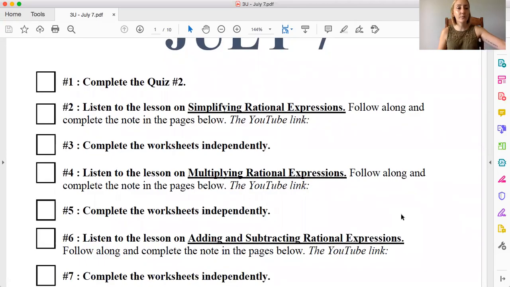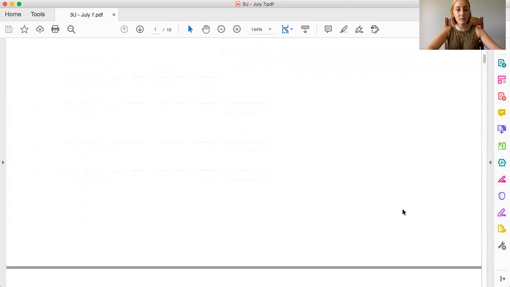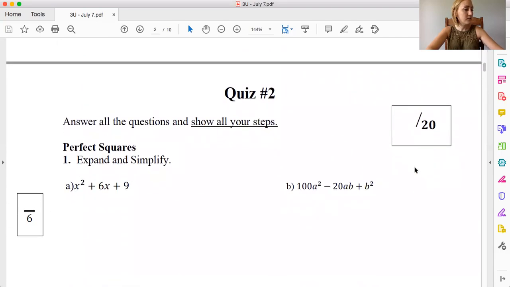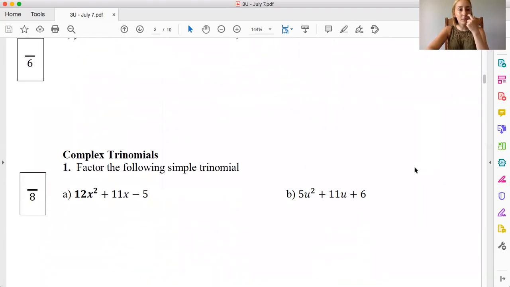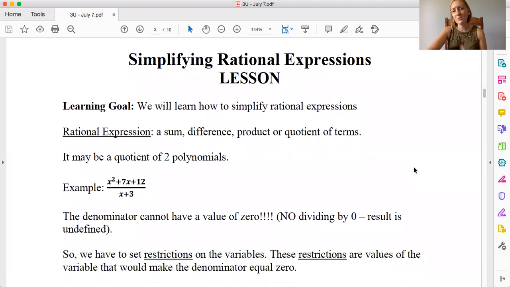So I'm going to pull up your work right here. Your first task is to do quiz number 2, and you're still going to have 3 videos for the lessons here. So your second quiz, and then we're going to look at simplifying rational expressions. When you hear the word rational, that doesn't mean like up in the head or anything.